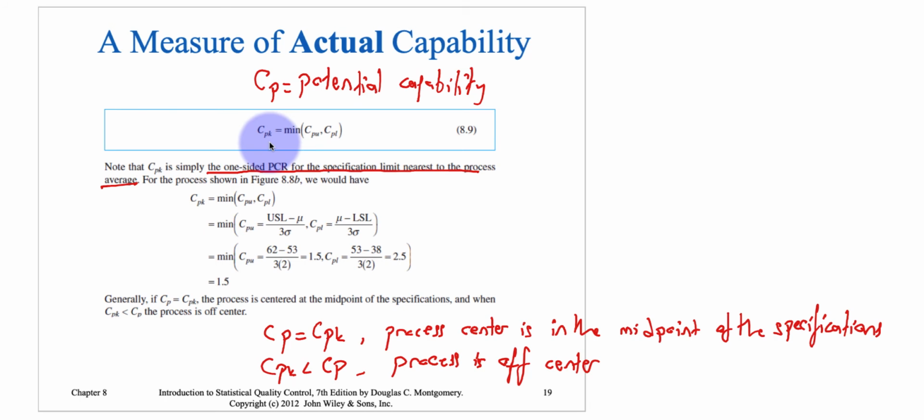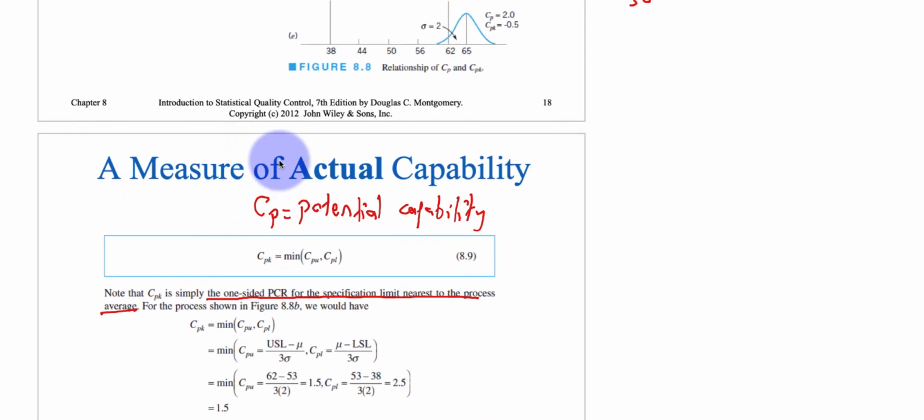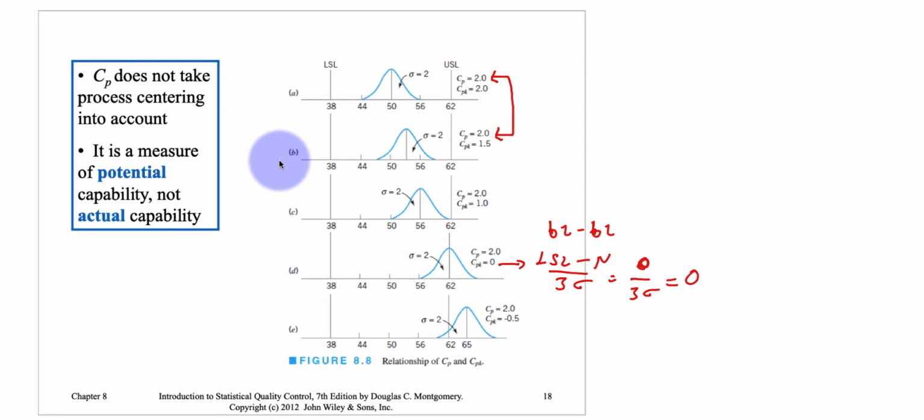So we can use another kind of formulation for this. It is CPK, and it is simply the one-sided process quality ratio for the specification limit nearest to the process average. All right, so we are calculating the upper-sided process quality ratio and the lower-sided process quality ratio, and we are taking the minimum of them. So we are finding the one nearest to the average of the process. Okay, and CP can be counted as the potential capability of the process, but CPK is the actual capability of the process.